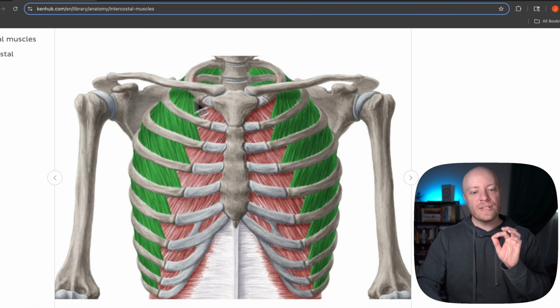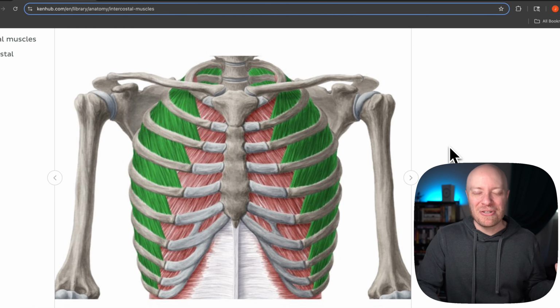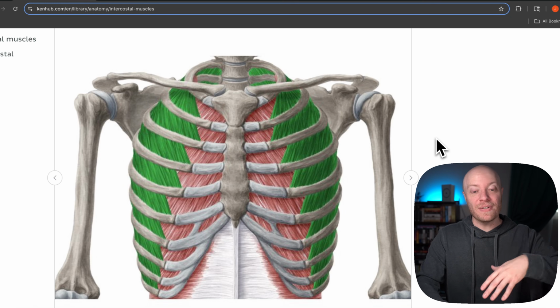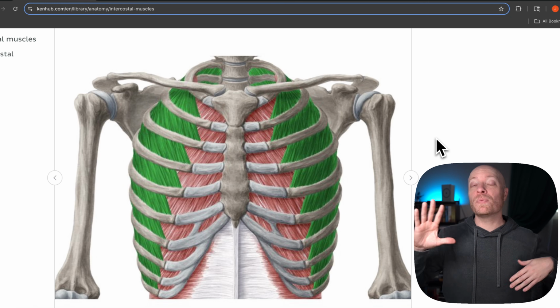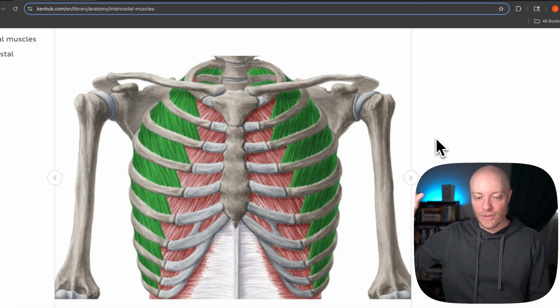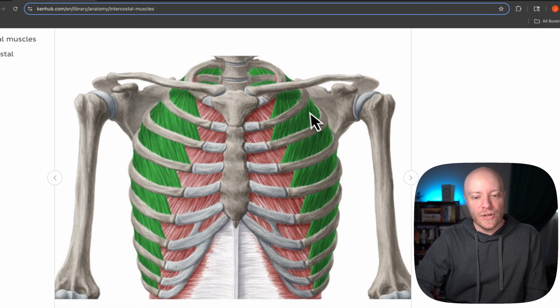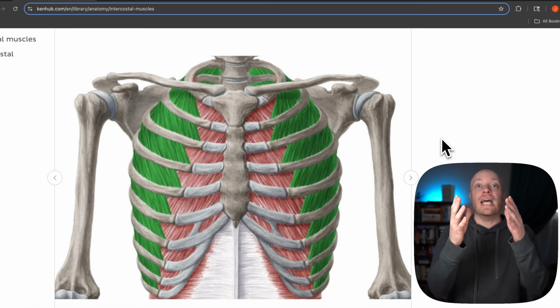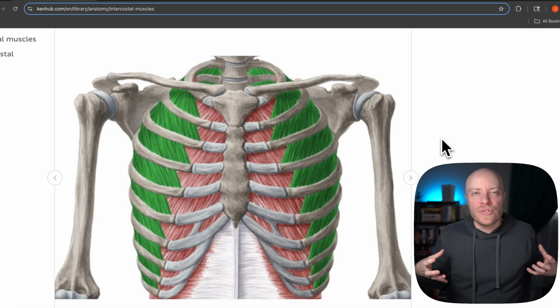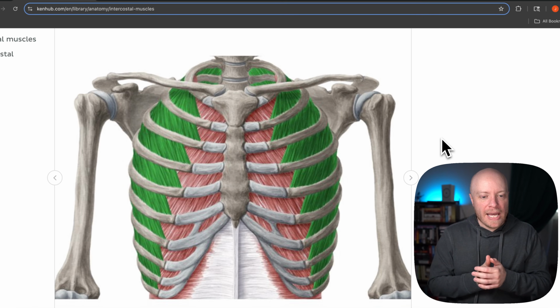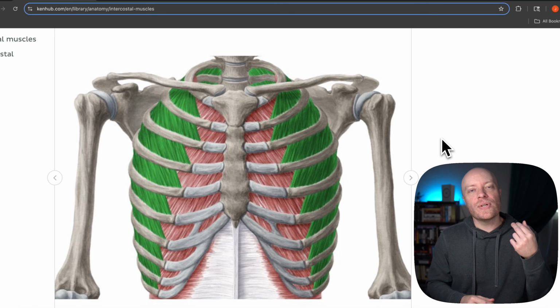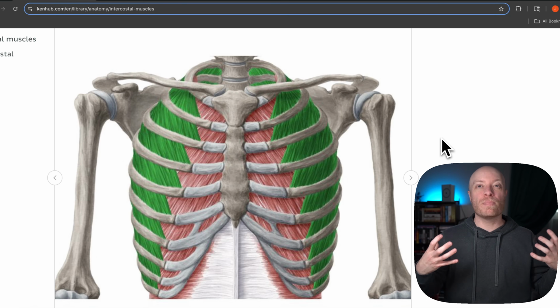And so what we see here is the outermost, well, it's not really the outermost layer, but it's the external intercostal, because the outermost layer is another muscle called the serratus anterior, which we've done a video on as well. But basically, the external intercostal is going to be the outside layer of the ribs. And what's important to understand is this muscle is going to be involved in forced inspiration, right? Or inhalation, that forced breathing in.